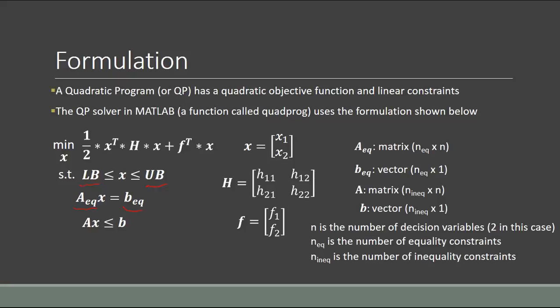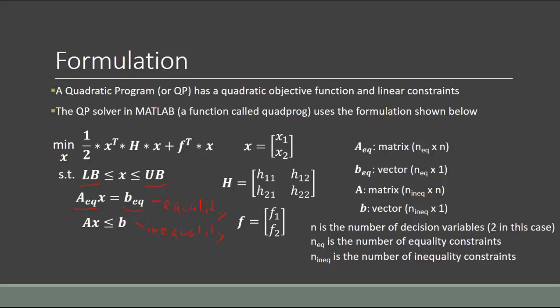Just to clarify what those are, the matrix Aeq is a matrix that has as many rows as you have equality constraints, and it has as many columns as you have decision variables. The Beq vector has as many entries as you have equality constraints. So as many rows as you have equality constraints, but it's only one column. It's a vector. Similarly, this is for equality constraints, and this is for our inequality constraints.